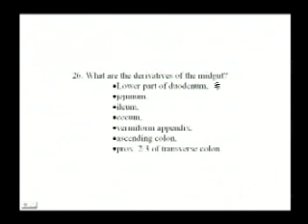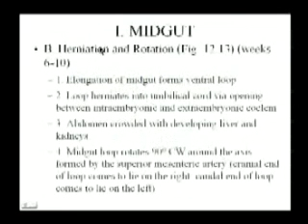So what are the derivatives of the midgut? It's the lower part of the duodenum. We've seen this already. The jejunum, the ileum, the cecum, the vermiform appendix, the ascending colon, and then the proximal 2/3 of the transverse colon, as I said. So it ends at the distal 2/3 point of the transverse colon.